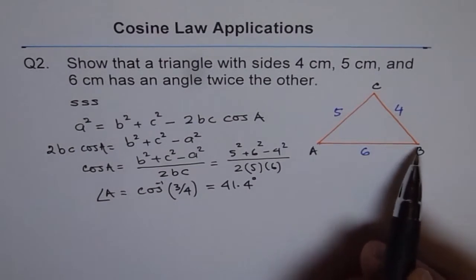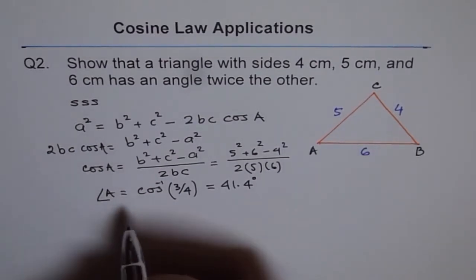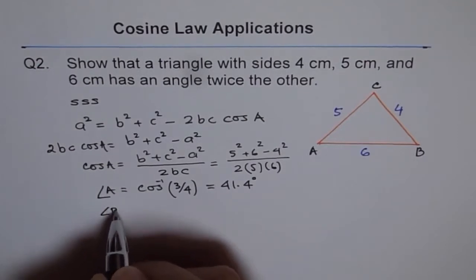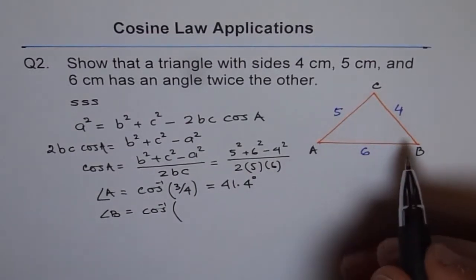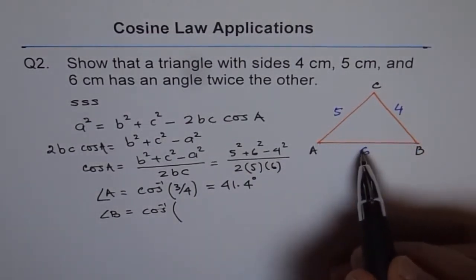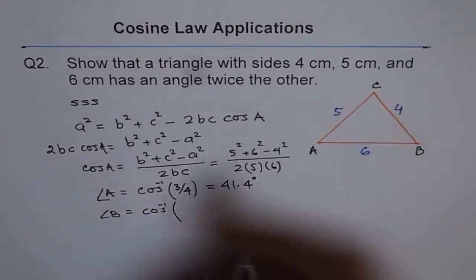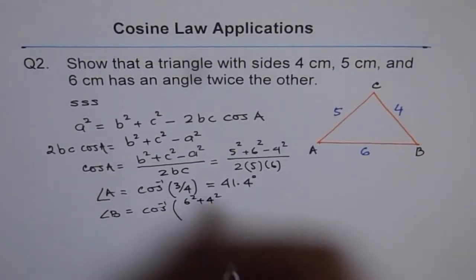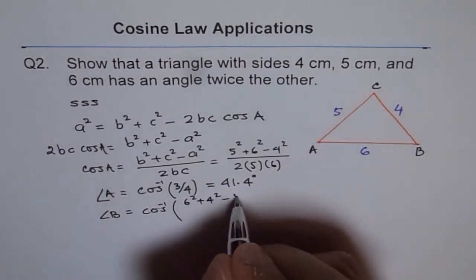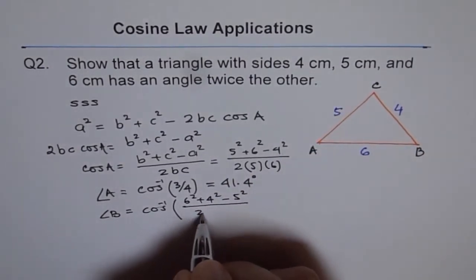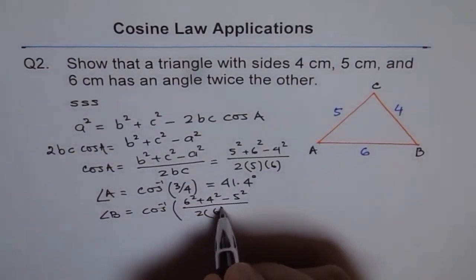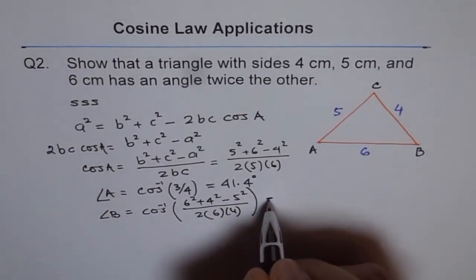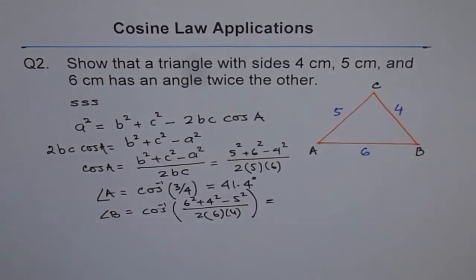Similarly, I can find angle B and angle C. So angle B is equal to cos inverse of, I'm using this formula, and see how I write. For angle B, I will write the squares of these two sides, add them up, which is 6 square plus 4 square, minus this side square, 5 square, divided by 2 times the product of these two sides, which are adjacent to B, which is 6 times 4. And then we can find out what angle B is. So let's calculate angle B now.